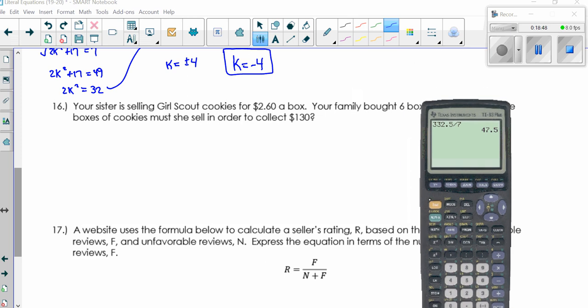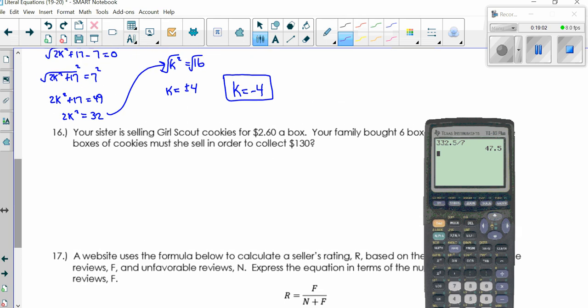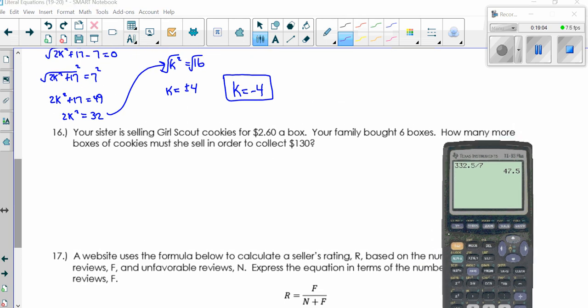All right, this one says, your sister is selling Girl Scout cookies for $2.60 a box. Your family bought 6 boxes. How many more boxes of cookies must she sell in order to collect $130? So a lot of ways that you can go about solving this. This would be the algebraic way of setting up an equation to solve it.